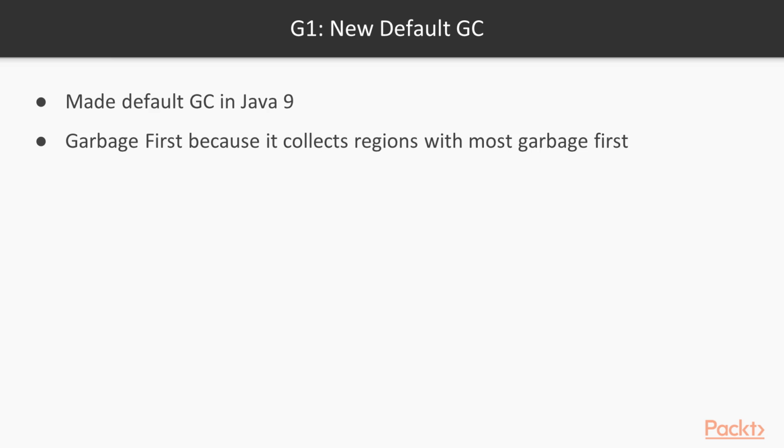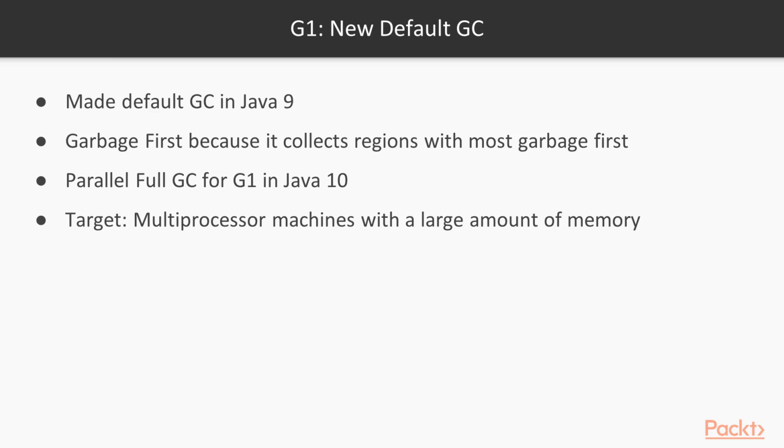Garbage First got its name because it reclaims the space in the areas that are mostly filled with the garbage first. Starting from Java 10, whole heap operations are performed concurrently with the application threads, and it improves full GC times. So G1 should work better in Java 10. G1 is targeted for multiprocessor machines with a large amount of memory.